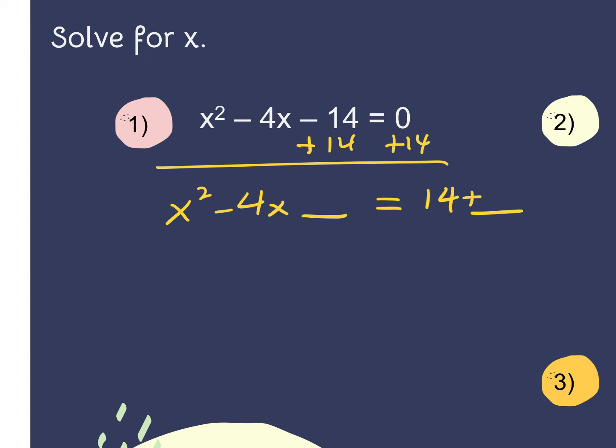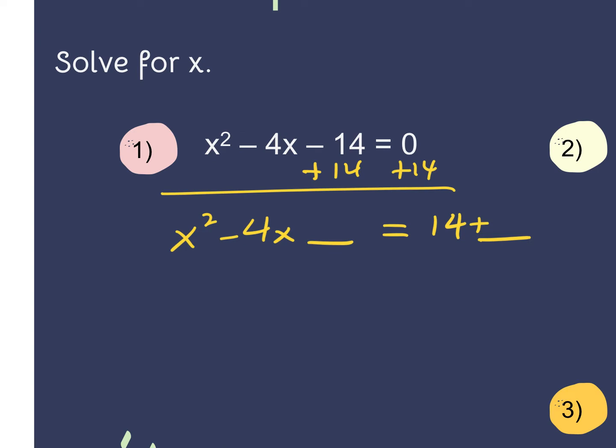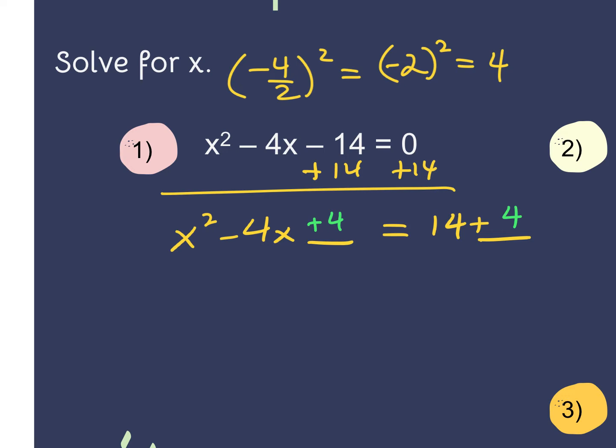So now, next step is to take the b term, the negative 4. You divide it by 2, and you square it. So negative 4 divided by 2 is negative 2, and then negative 2 squared is 4. Now, what would go in both of these spots is that b term divided by 2 squared. Everybody with me so far?